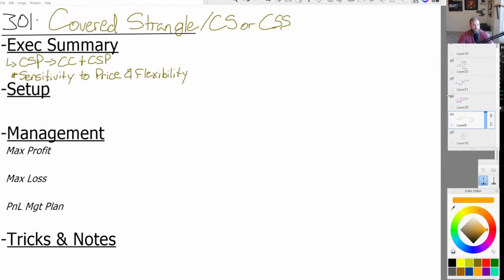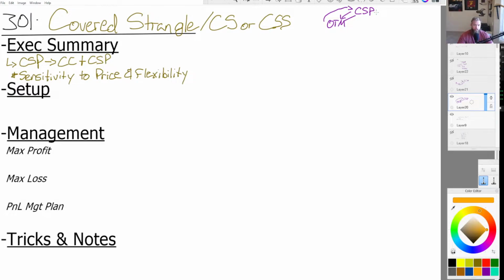So let's take a quick look at what this flow chart looks like so it's easy to conceptualize, and then we're going to go through the rest of the details: how we're going to set the trade up, where we're going to look, what kind of things we want to see, how we're going to manage it, and then some notes at the end. So like I said, we're going to start with a cash secured put.